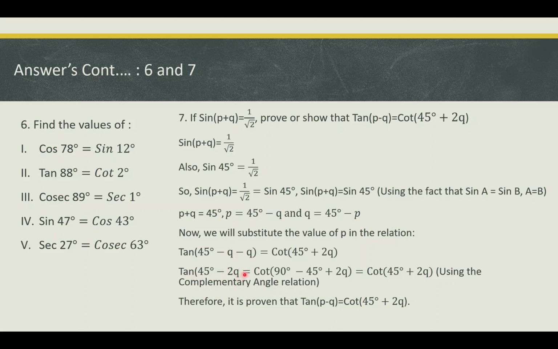Tan (45 minus 2q) is equal to cot (90 minus (45 minus 2q)). I have used the complementary angle relation in the LHS of the relation, no pun intended. Then using the complementary angle relation, it becomes cot (45 plus 2q). Therefore, it is proven that tan (p minus q) is equal to cot (45 plus 2q).